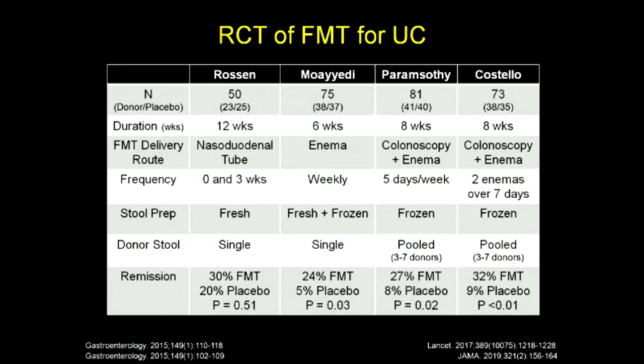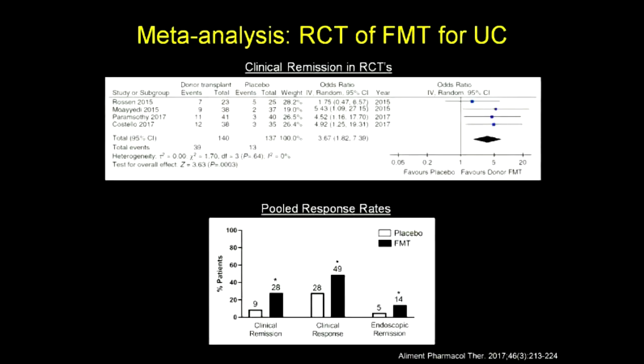But at the end of the day, the rates of remission were fairly similar across the groups, about 30% remission rates in this mild to moderate ulcerative colitis, except for this one, which had the same remission rate but a placebo rate of 20%, so it didn't meet statistical significance. This is a meta-analysis looking at those same trials, and you can see that it favors FMT as an effective treatment for ulcerative colitis, with pooled remission rates of about 30%, response rates of about 50%, and endoscopic remission, so objective evaluation, of 15%.